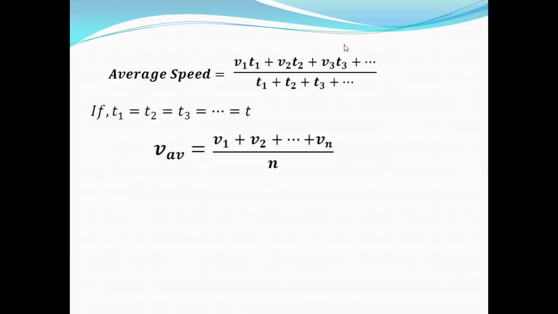All the t factors in the numerator and denominator will get cancelled, which simply means that the average speed during equal time intervals will be nothing but the numerical average of the given values. You don't need to solve an example for that right now.